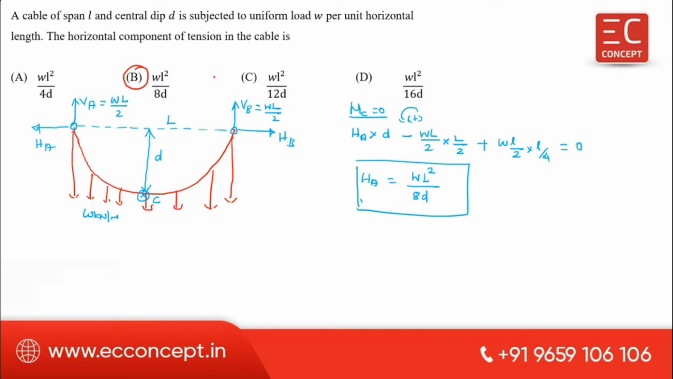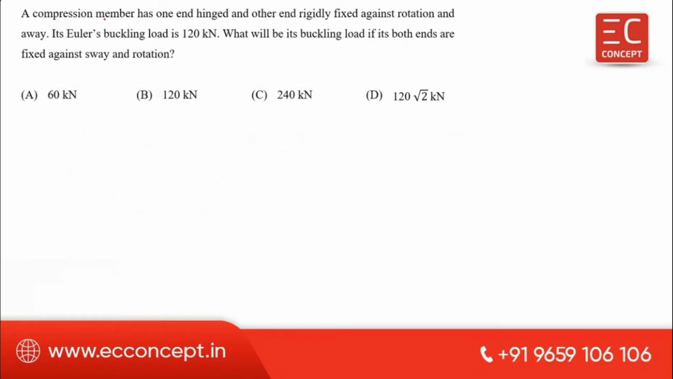Okay. Now next question. A compression member has one end hinged and other end rigidly fixed against rotation. Its buckling load is 120. What will be its buckling load if both ends are fixed against sway and rotation? In the first case, they said one end is hinged and other end is rigidly fixed against rotation and sway. That means this end is rigidly fixed against rotation and translation. This is only for hinged.